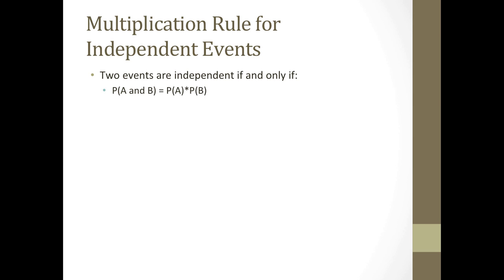The multiplication rule for independent events is the probability of A and B is simply the probability of A times the probability of B. So you don't have to do any of that given piece, any of the conditional probability, because the conditional probability doesn't change.